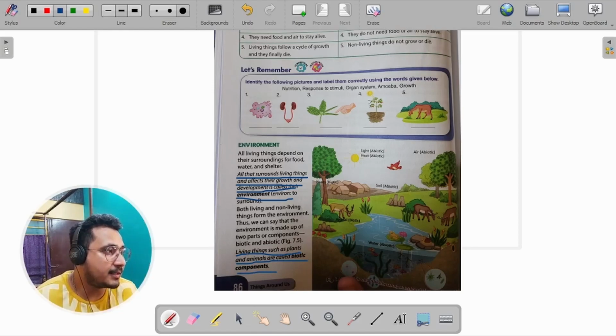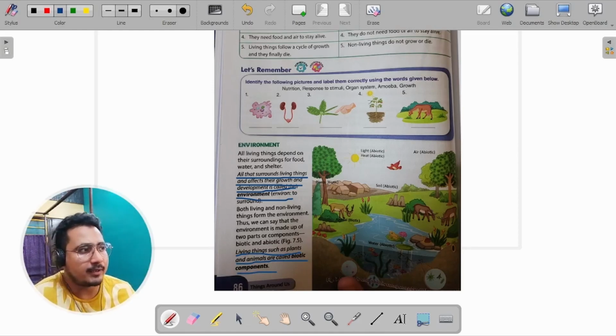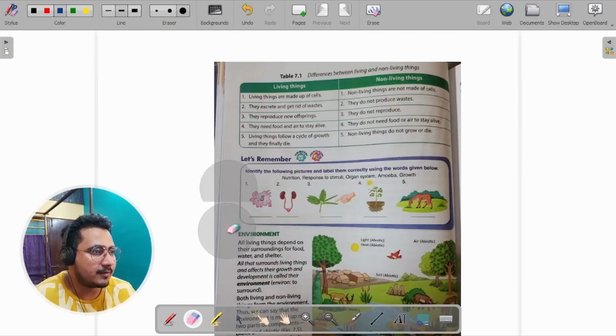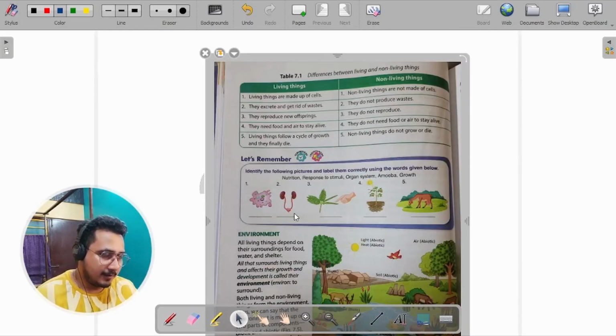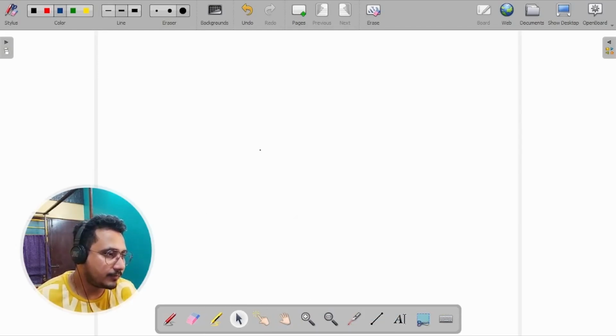The underlined thing, the living, the biotic and the abiotic, that bottom portion that I have underlined, is the answer for that question. These are actually very easy questions. From this chapter, we'll be getting questions like what do you mean by environment, what are the different components of the environment. Let's take the next page. First, let me remove it. This one, biotic component and abiotic component.